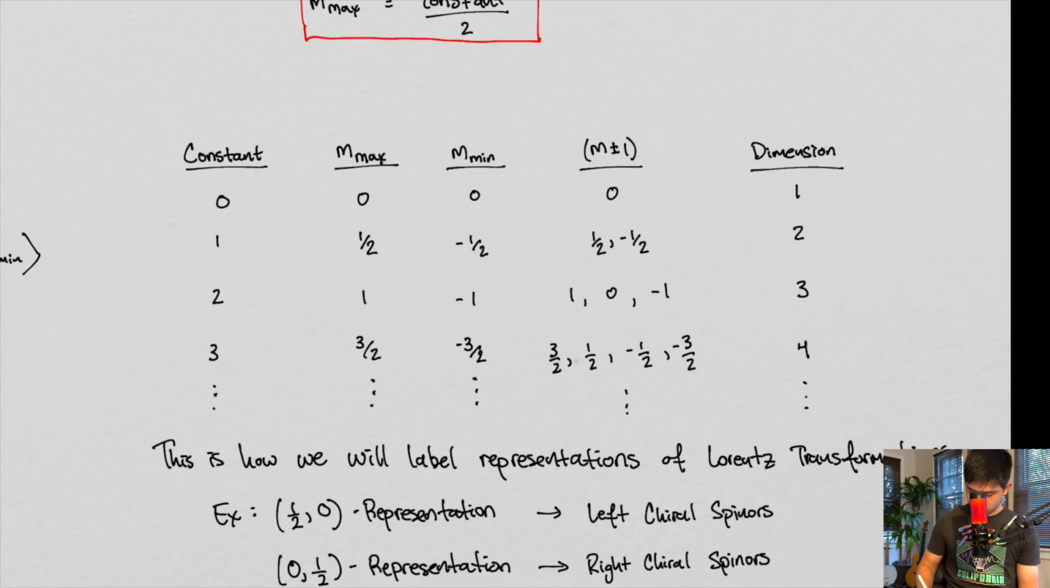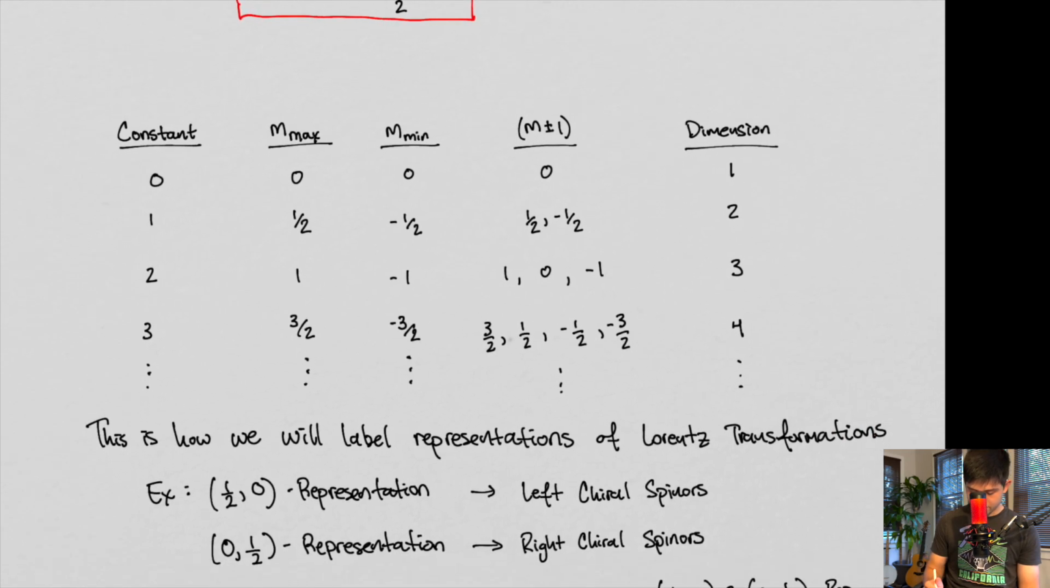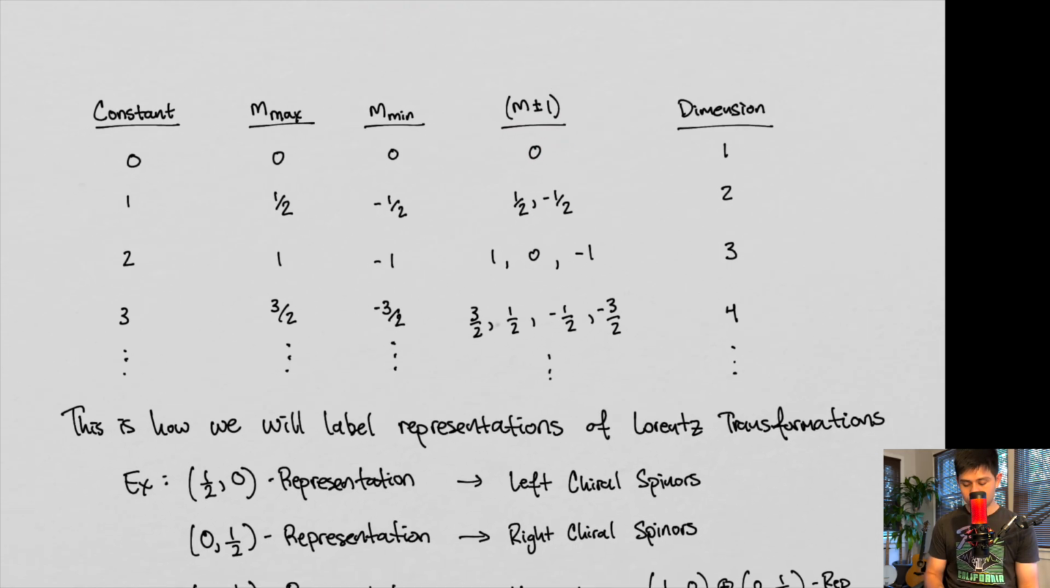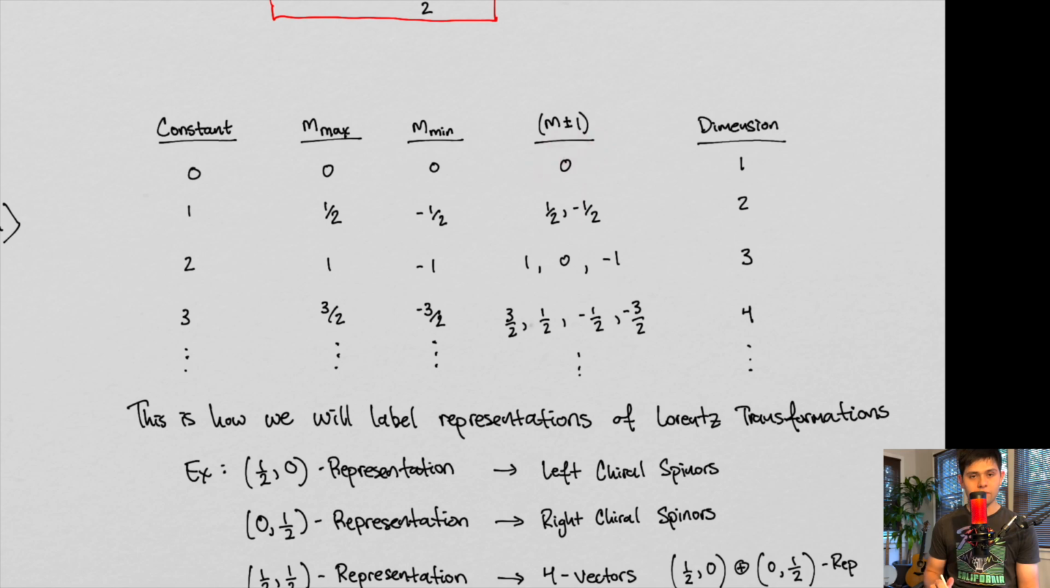And so this dimension column I have here says, well, there's one number we have here, and that's 0. So this is a one-dimensional representation of our SU. This is a one-dimensional representation of our transformation.